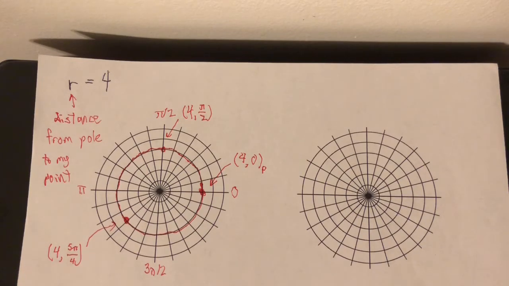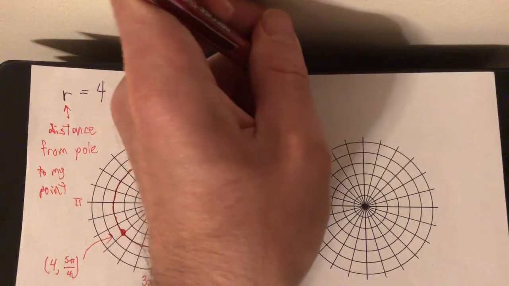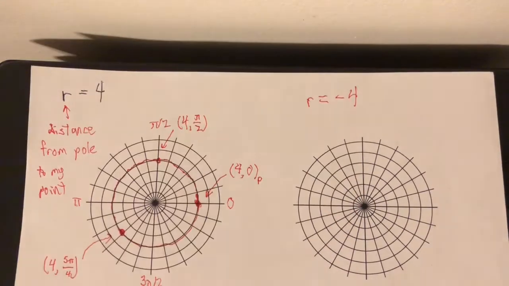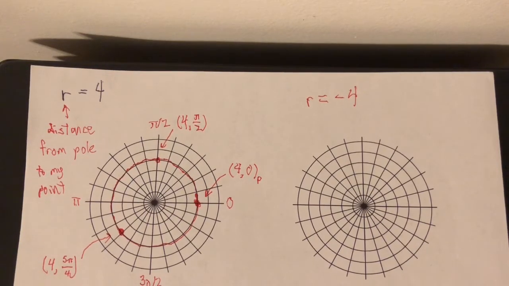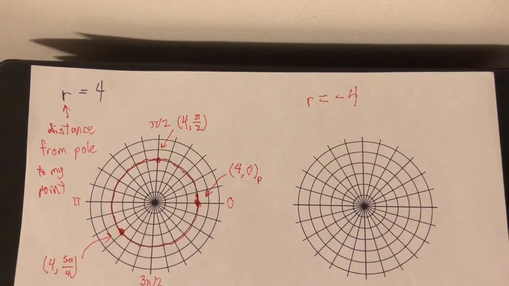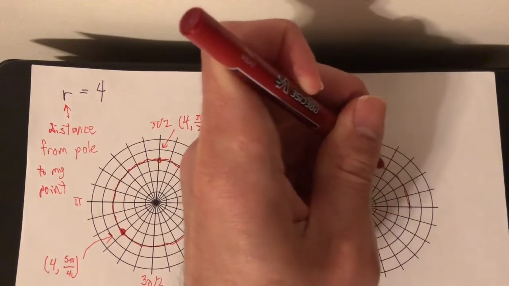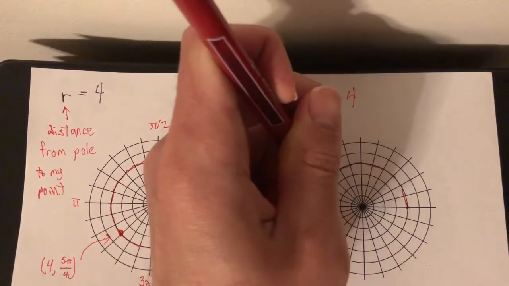So if you think about the polar equation, for instance, r equals -4, you're going to get the exact same circle, radius 4, centered at the origin. I'll sketch that circle in real quick. So I've gone 4 units out from the pole.